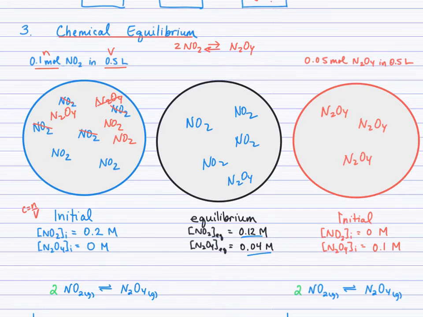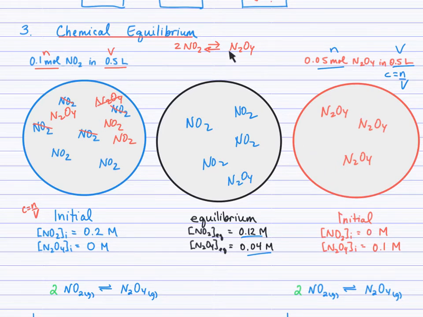Okay, now, what if we had started, instead of the blue situation on the left, with only N2O4 in the flask? So, if we had started with 0.05 moles of N2O4 in a 0.5 liter flask, again, remembering concentration, C equals N over V, where this is N and this is V, you'll notice down here that the concentration of N2O4 initially is 0.1 moles per liter. That's coming from the 0.05 divided by the 0.5. And I don't have any NO2 in the flask to start with.